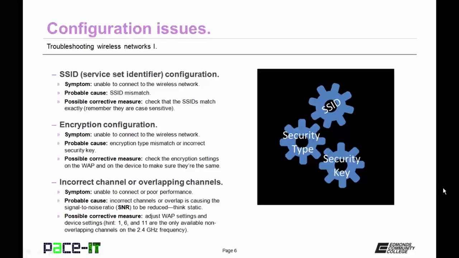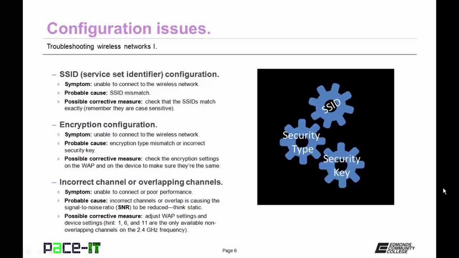First up is the service set identifier configuration, or the SSID configuration. When this is an issue, the major symptom is that the user is unable to connect to the wireless network, and the probable cause is an SSID mismatch. The corrective measure is to check that the SSIDs match exactly. Remember, they are case sensitive.